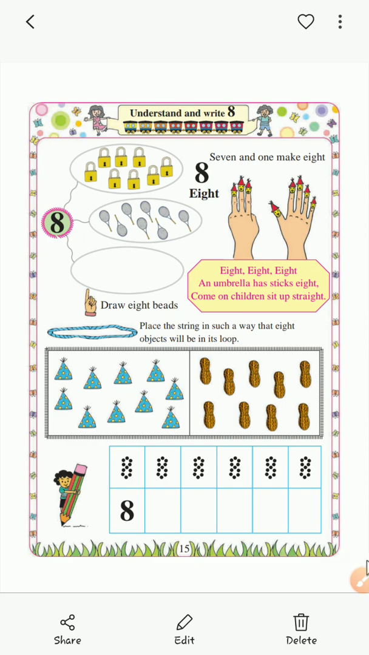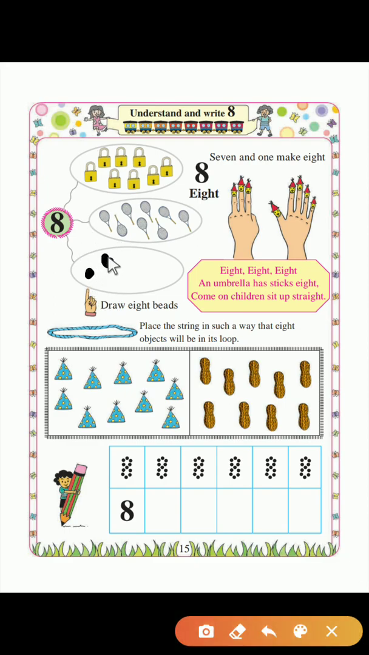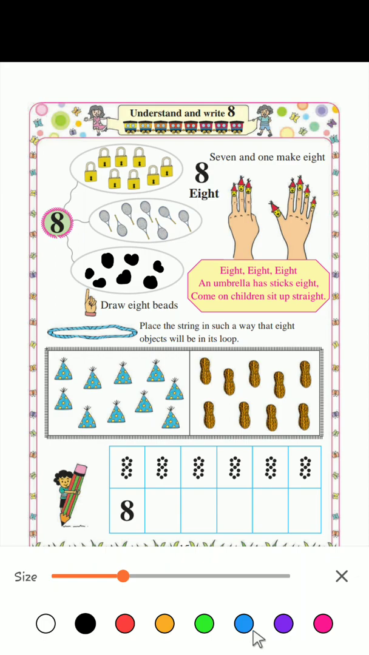Draw 8 beads. 4, 5, 6, 7, 8. Put the string around 8 caps. These are 1, 2, 3, 4, 5, 6, 7, 8, 9, 10. Like this.